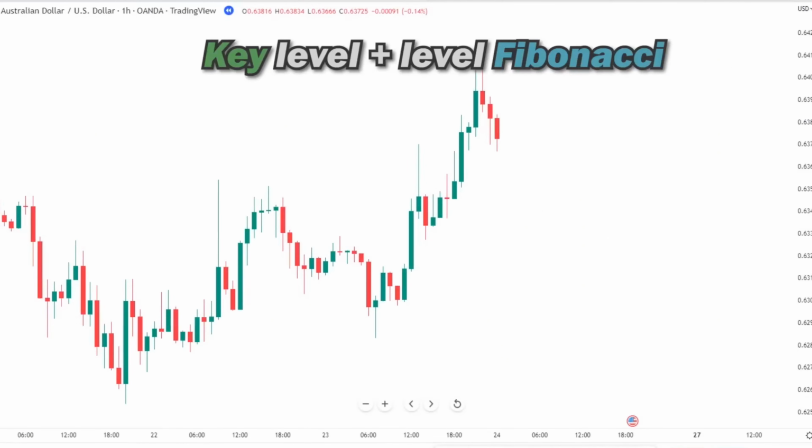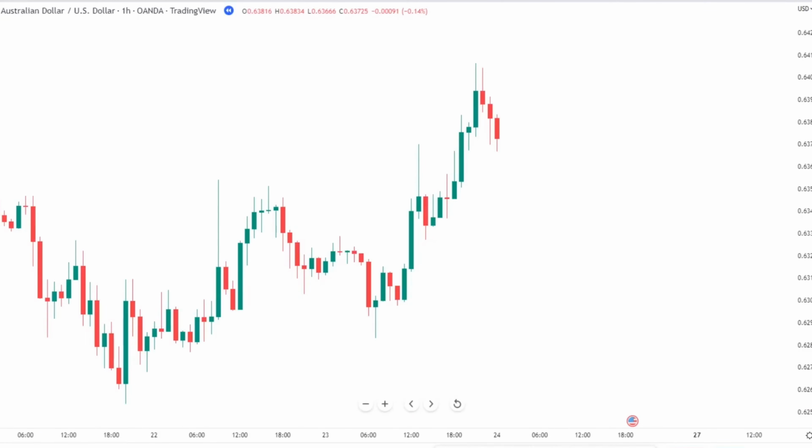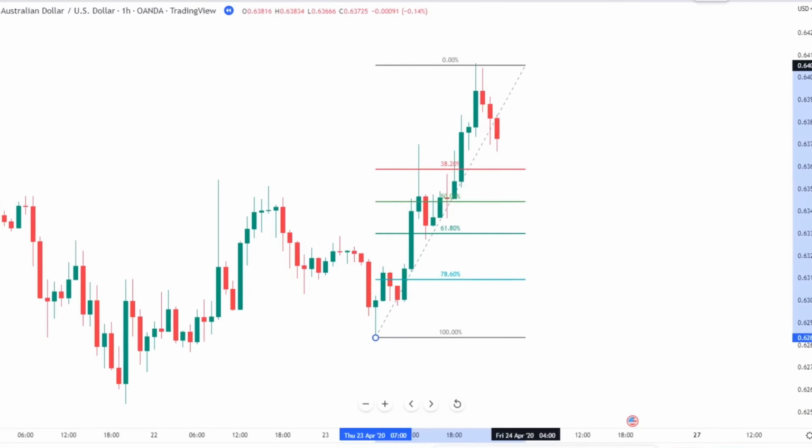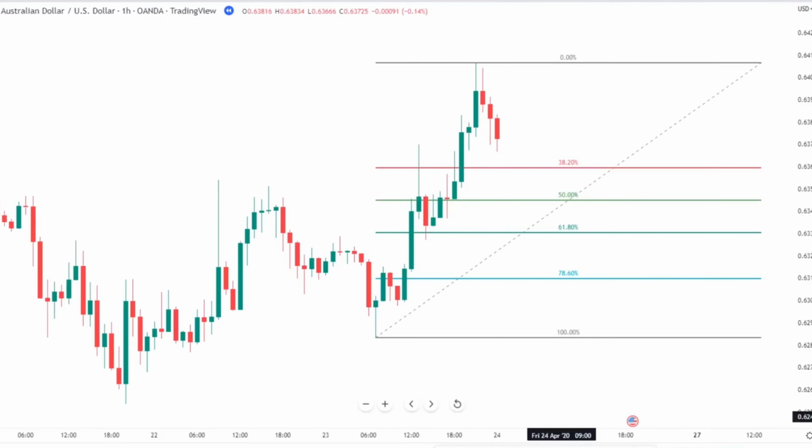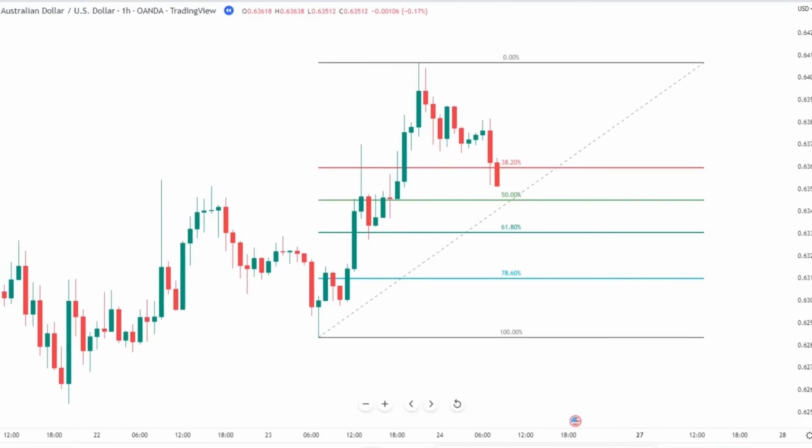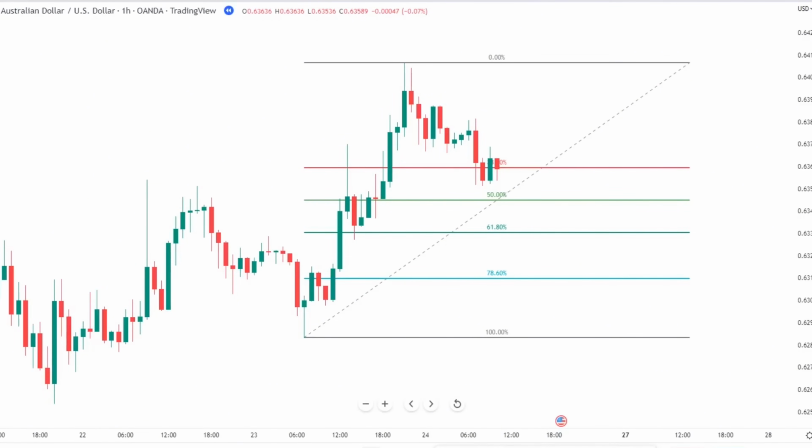You can also combine existing support and resistance with Fibonacci levels to create a confluence area. In this example, the price moves up and starts to pull back. We draw the Fibo from swing low to swing high. The price pulls back to the 38.2% level and consolidates. Again, we wait for momentum.